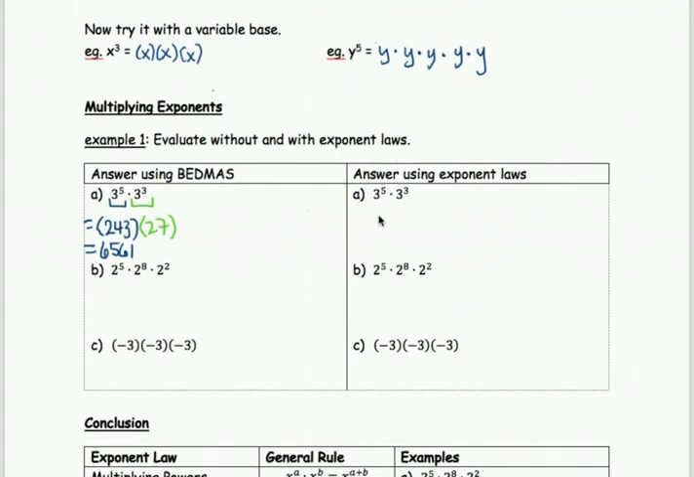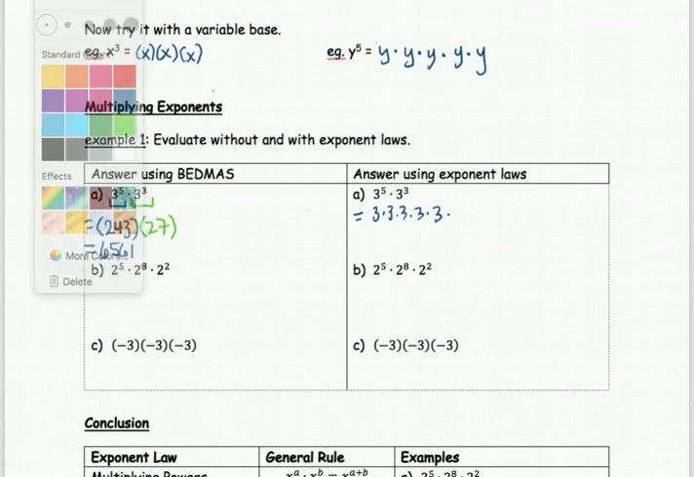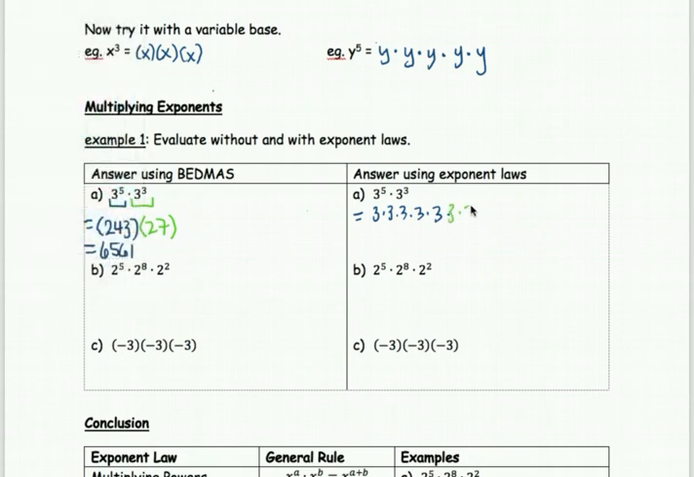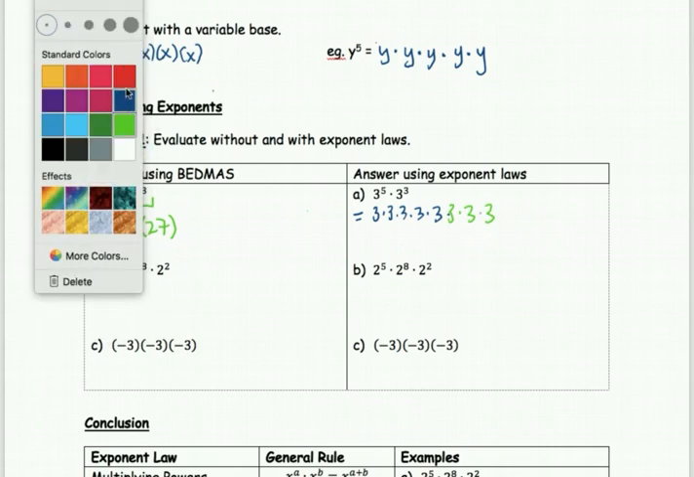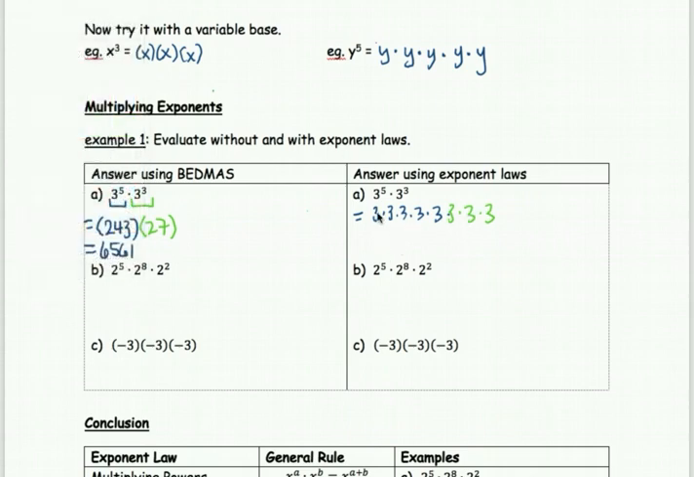So what we're going to do here is what we did up here. We're just going to write all the terms out. So for 3 to the 5, I'm going to write the 3 5 times, like that. Okay. And then for the second one, 3 to the 3, I'm going to write it out 3 times like that. Okay, so if I do that, how many 3's will I have? If you count them up, you will have 3 to the 8 like that.